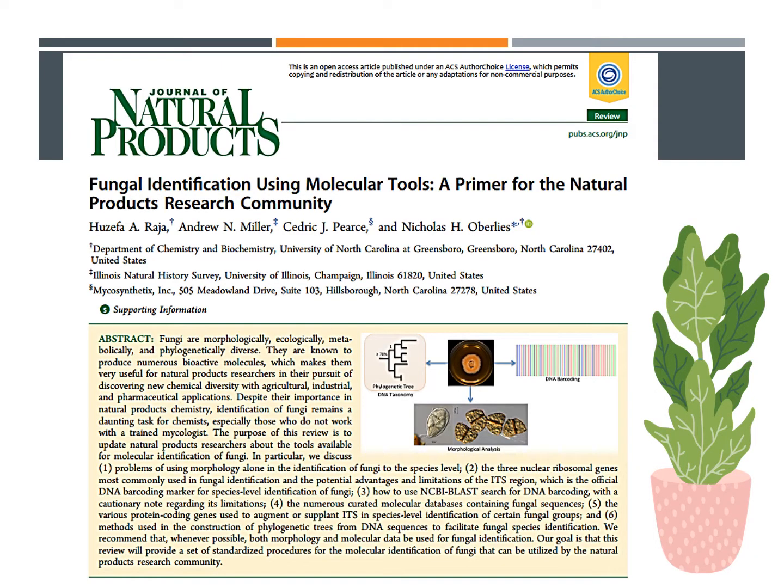And these are the publications that I follow, and I'm using some of the information from this publication to teach you to generate the DNA barcoding and DNA taxonomy. The publication is entitled Fungal Identification Using Molecular Tools: A Primer for the Natural Products Research Community. And here I'm showing you the abstract. If you are interested to read more in detail about what this publication talked about, you can download it. It's open access for everyone.